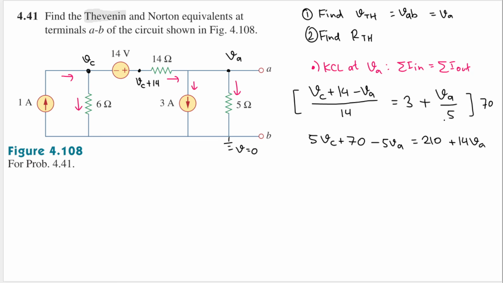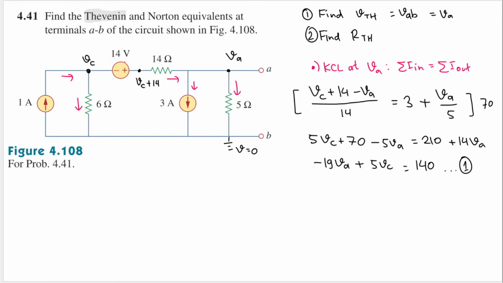Now we can move this VA to the left-hand side, so I will have minus 5 minus 14, that will be minus 19 VA. And then plus 5 VC, right? And then 210 minus 70, that will be 140. Good. I think there is nothing more that we can do from here. So let's have this as equation number 1.